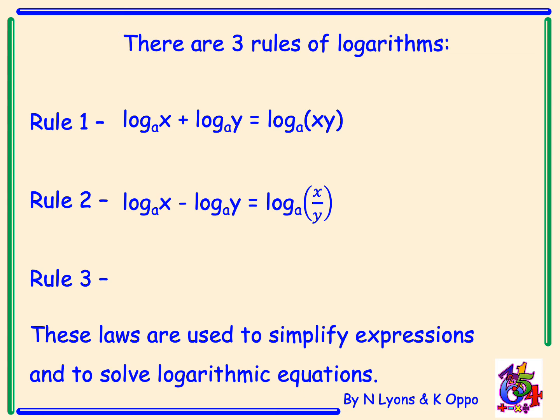So rule 3, log x to the power n, sorry, that plus shouldn't be there, to the base a, that is the same as n times log x to the base a. So we pull down the power and put it at the front and multiply. So log x to the power n to the base a equals n times log x to the base a.